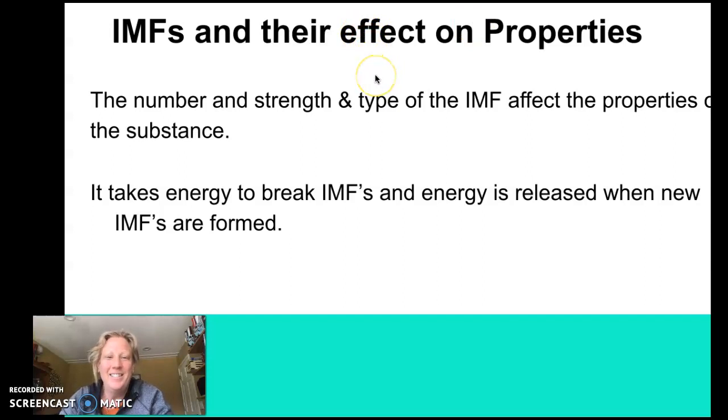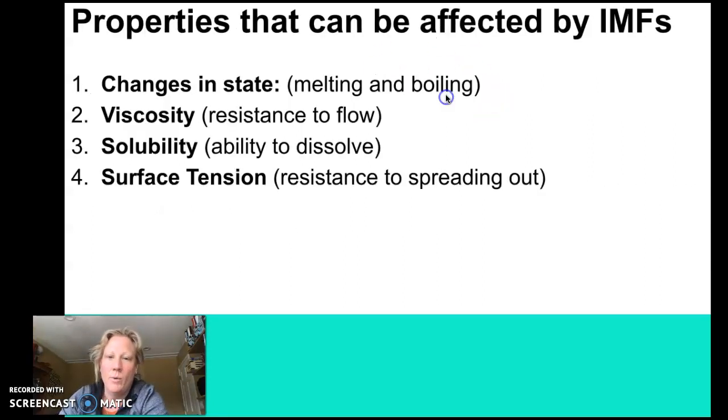It really has to do with the particular substance that we're talking about. The number of IMFs and the strength of those IMFs are what will affect the properties. The properties we're going to look at today are changes in state. When you melt something or boil something, you have to break those IMFs in order for it to go from a liquid to a gas, or from a solid to a liquid.